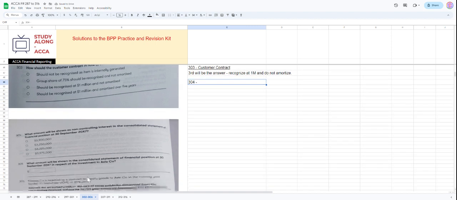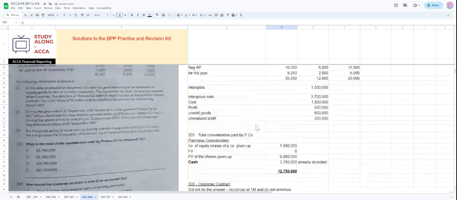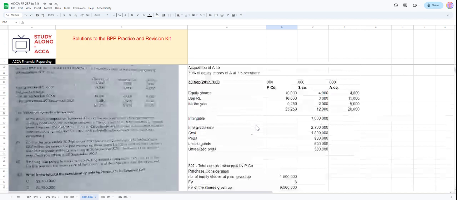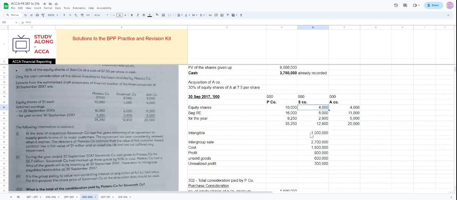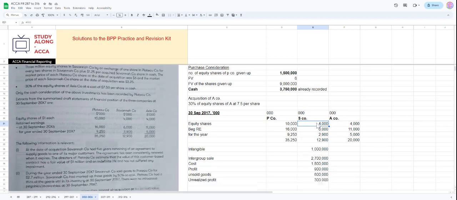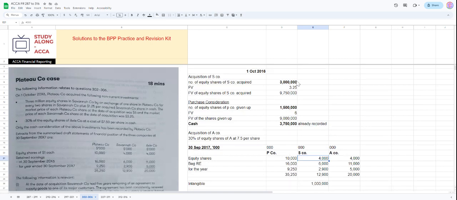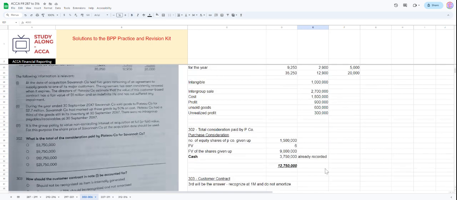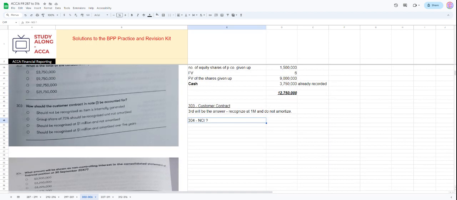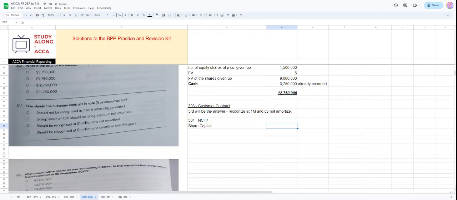What amount will be shown as non-controlling interest in the consolidated statement? So what is NCI? Okay. So for NCI, we see that what was their capital? Their equity was, out of this 4 million, 3 million was acquired. So how much is left? Only 1 million is left. Okay. So their share capital is, the number of shares is 1 million.